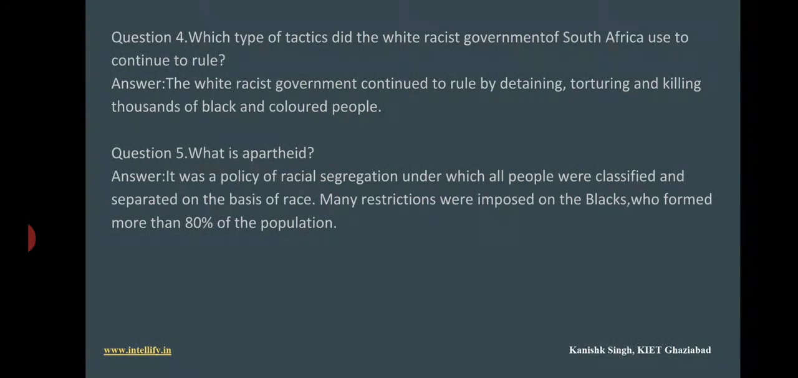So question number 5: what is apartheid? Answer is it was a policy of racial segregation under which all people were classified and separated on the basis of race. We all know what segregation is. We have already discussed. Many restrictions were imposed on blacks, who formed more than 80% of the population. We know more than 80% of the population were black, and they had to face racial discrimination.